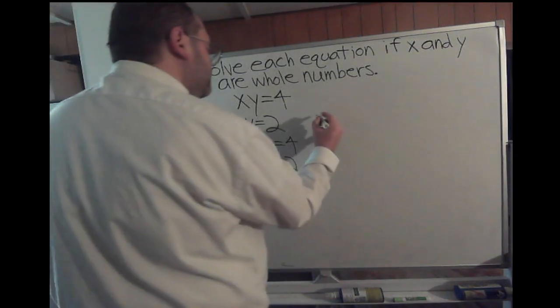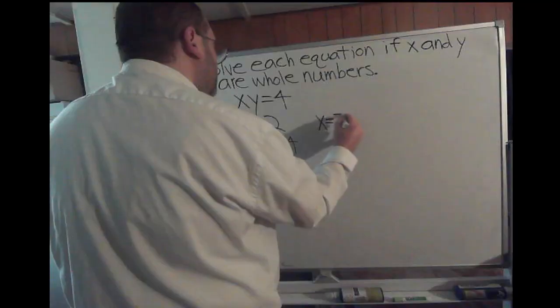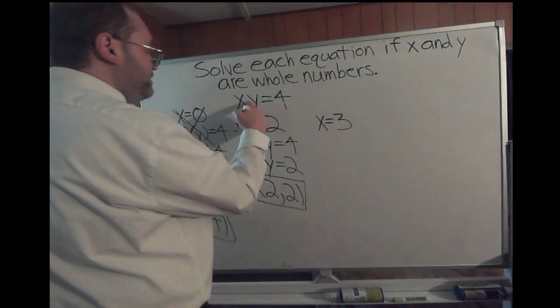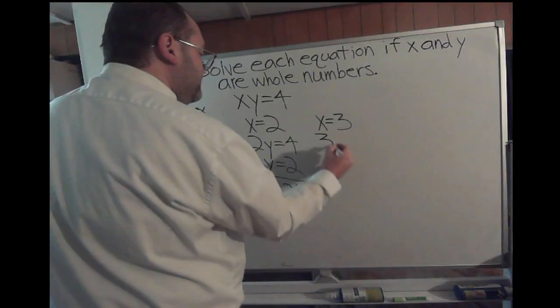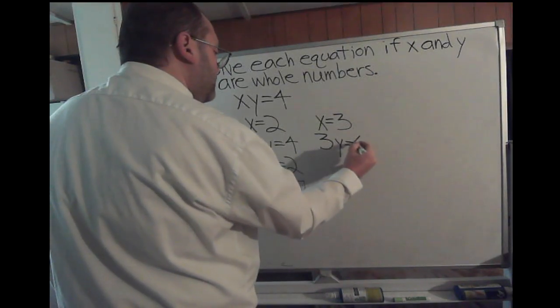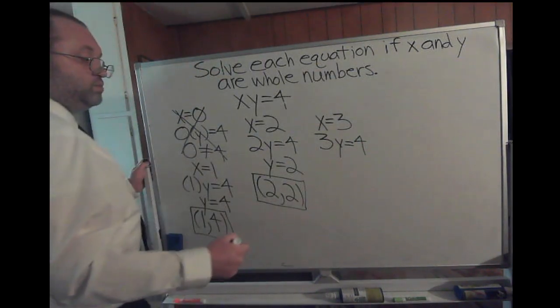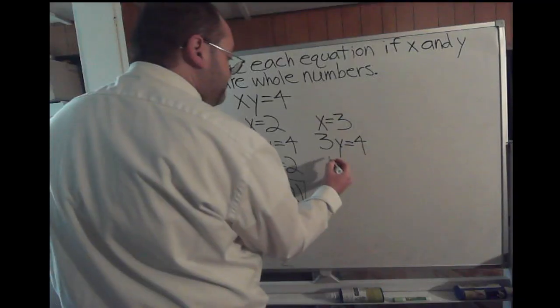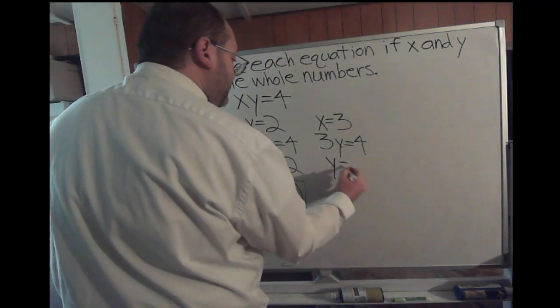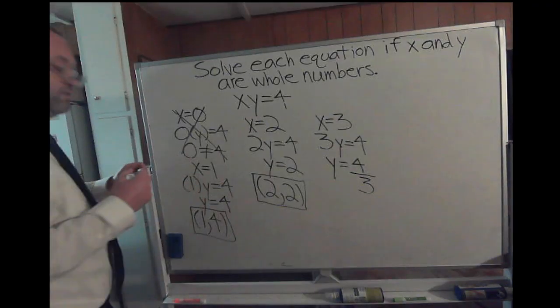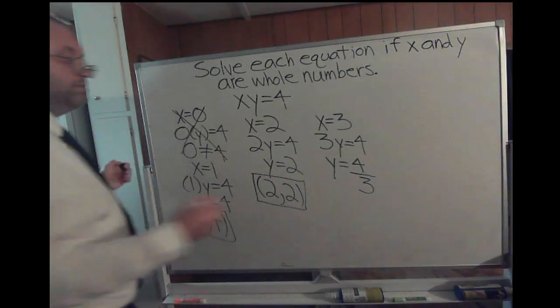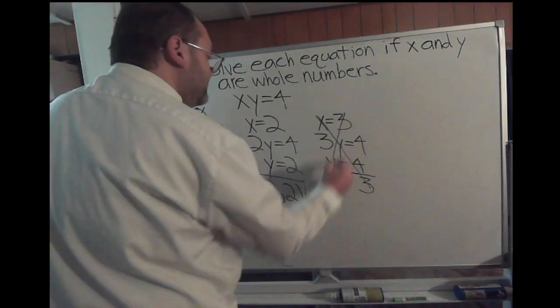How about x equals 3? Okay, so you put 3 in for x, multiply it times y, you get 3y equals 4. You want to solve for just y, so you divide both sides by 3, you get y equals 4/3. Well, we know 4/3 is definitely not a whole number, so x can't be 3. That's not going to work.